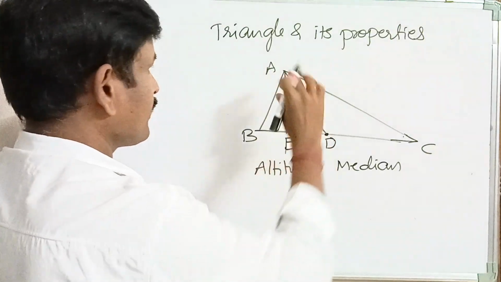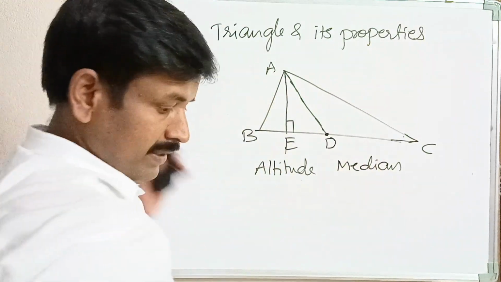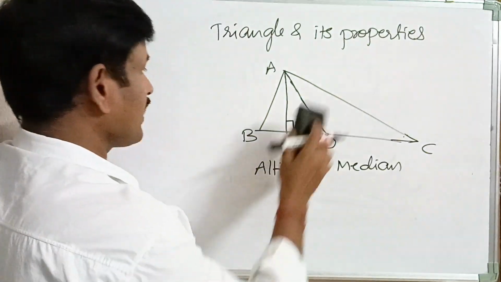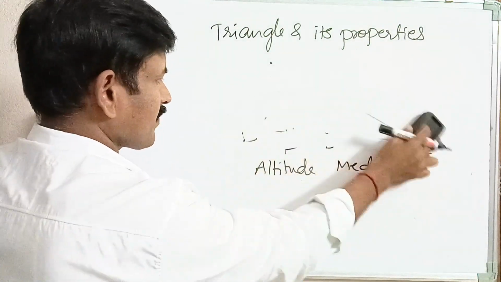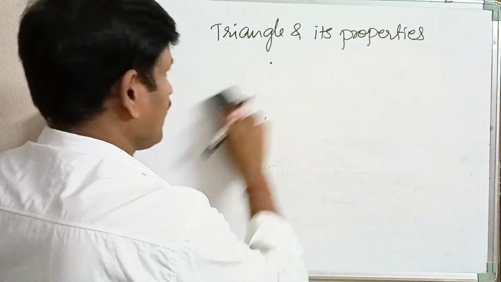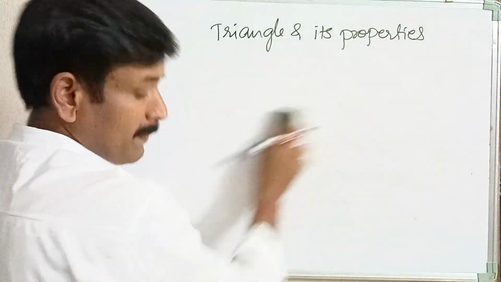AE is an altitude and AD is the median. Okay, this is the difference between a median and an altitude. Let us move on to the next property.